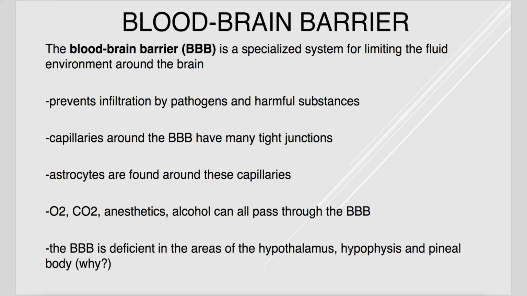There are also astrocytes. Astrocytes are a really important neuroglial cell of the central nervous system, and they wrap themselves around these capillaries to give a little extra layer of protection. Now, there are some things that can get through the blood-brain barrier quite easily, like oxygen and CO2, which is good, but also things like alcohol and anesthetic drugs and some other things can pass through. Now, the blood-brain barrier is deficient in the hypothalamus, the pituitary, and the pineal gland, and that's because they produce hormones. Hormones have to get into the blood.